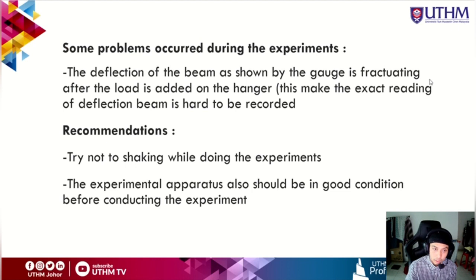Next, there were some problems that occurred during the experiment. One of the problems is that the deflection of the beam, as shown by the gauge, was fluctuating after the load was added on the hanger, which made the exact reading of deflection of the beam hard to record.